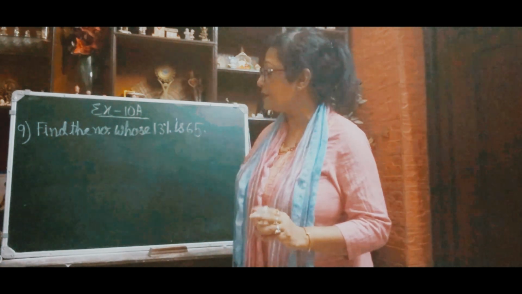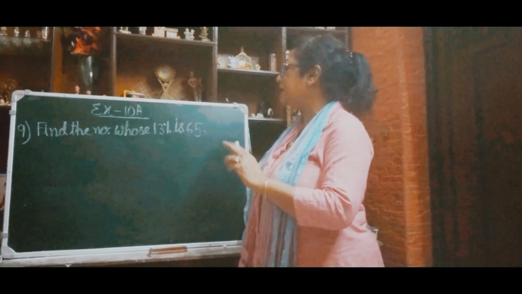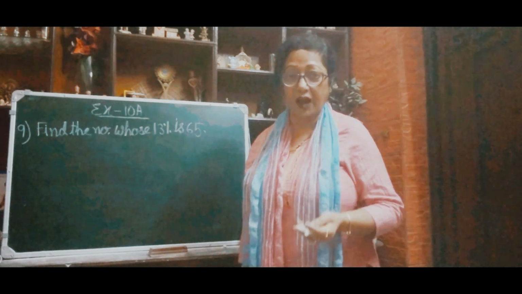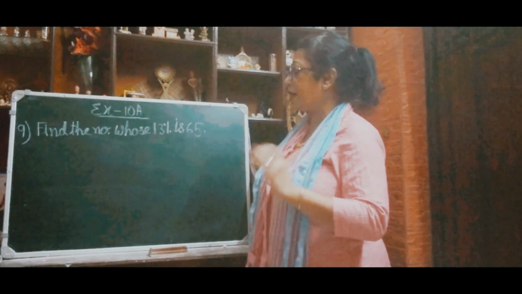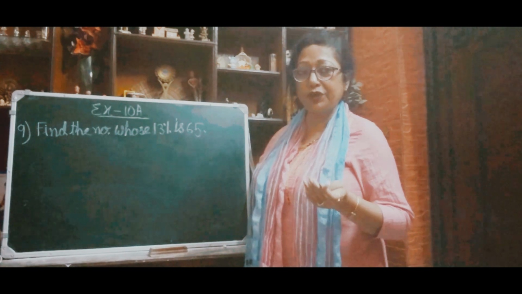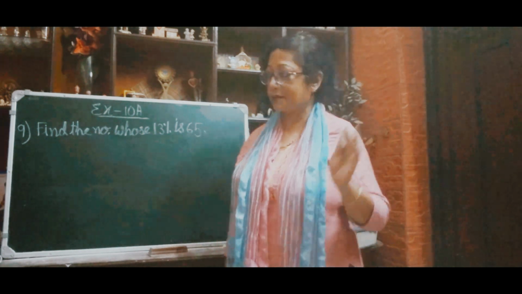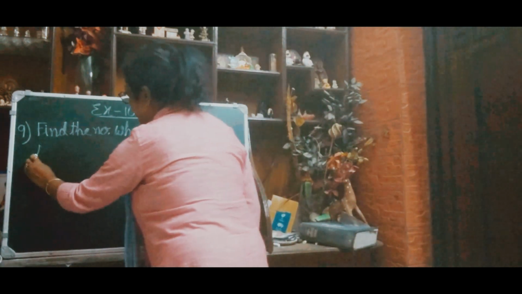So let us start the first sum, that is sum number 9. Sum number 9 is: find the number whose 13% is 65. So they said find the number. First we will write, let the number be x.